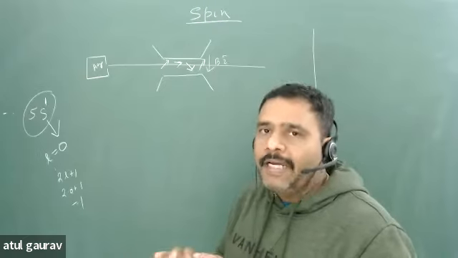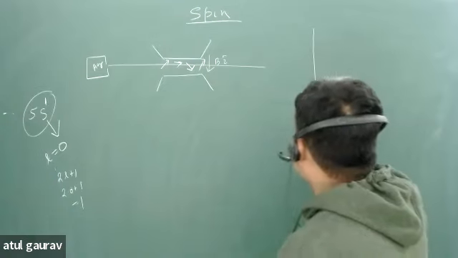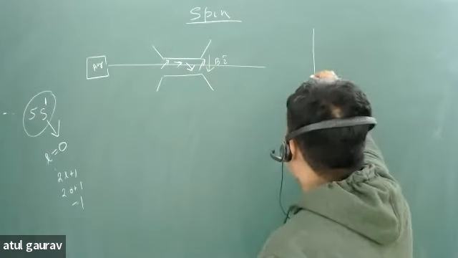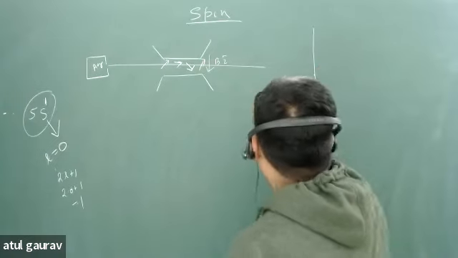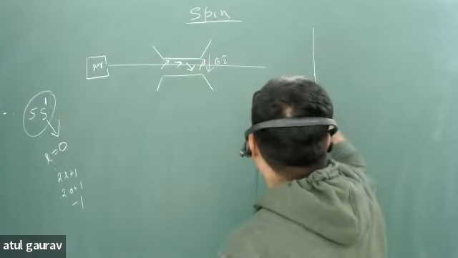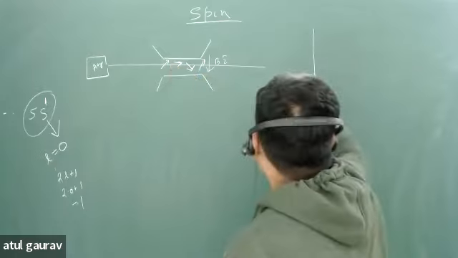So what do we expect? We expect something like a band-like structure. Means this can go up to this point, this can go up to this point, this can go up to this point, and this can go up to this point.